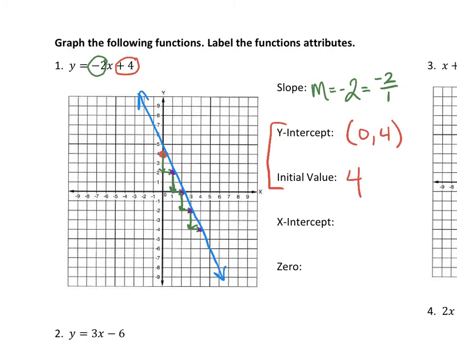Now that we've graphed this, though, we do need to tell about the x-intercept and the zero. Remember, the x-intercept and zero are essentially the same location on the graph, just two different vocabulary words to describe it. The x-intercept is a location, and it's where it's going to be crossing that x-axis. Well, my graph crosses the x-axis at the point (2, 0). And since 2 is partnered with 0, my zero vocabulary word is 2.